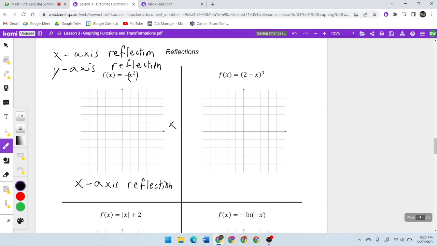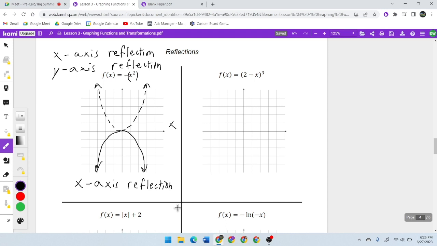So if my parent function is the squared, the quadratic, it's going to look like that, the parabola shape. And then the x-axis reflection, it's literally like you imagine you swish your paper hamburger style across the x-axis, and you're going to get a function that looks like this. That is our x-axis reflection. It's supposed to look symmetrical. So actually, let me try that one more time to make it more symmetrical. There, that's better.